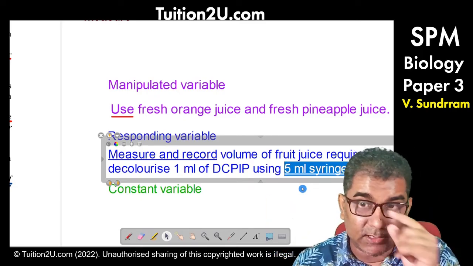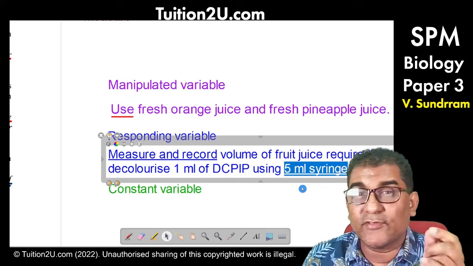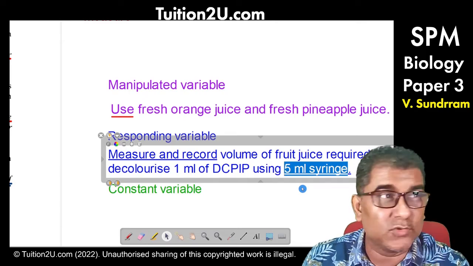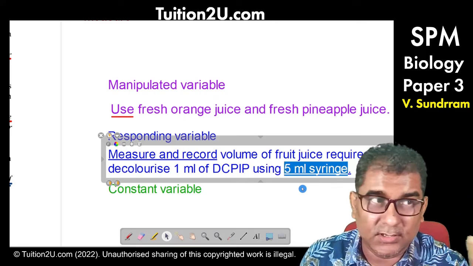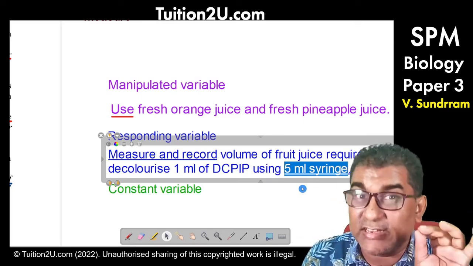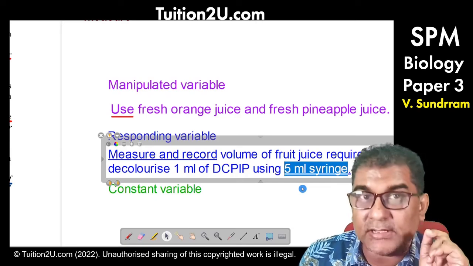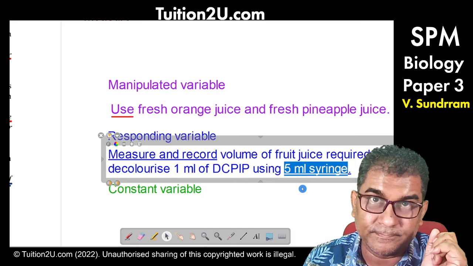Most of the time, the apparatus, the device will be there. Like the photosynthesis question earlier, you count the number of bubbles, you use your eyes. No need to mention your eyes. So rarely it happens. Almost all the experiments, you have a device to measure and record the responding variable. The device, make sure you mention.